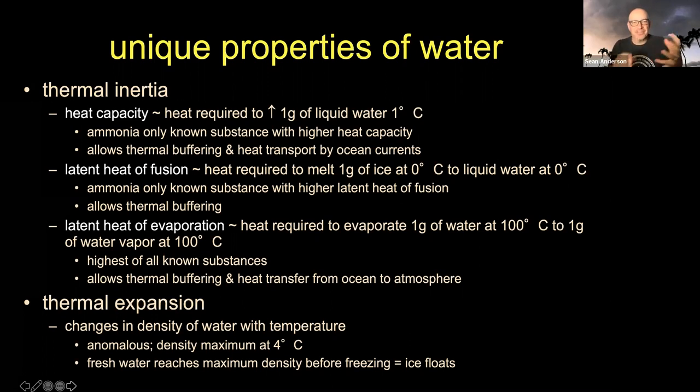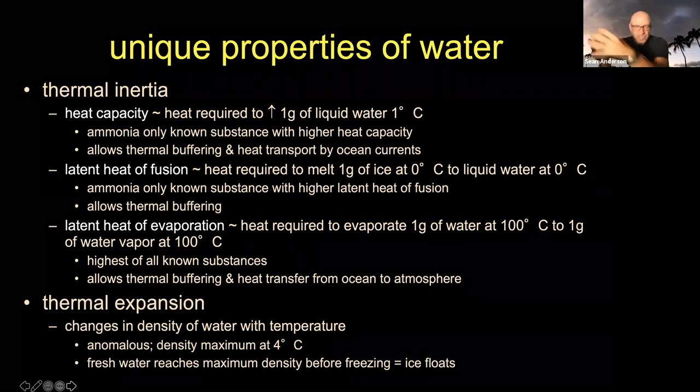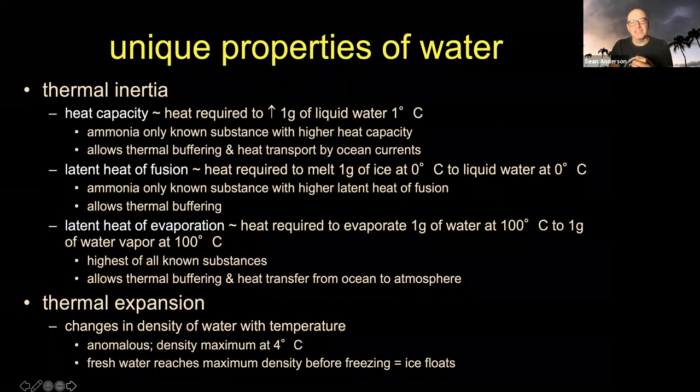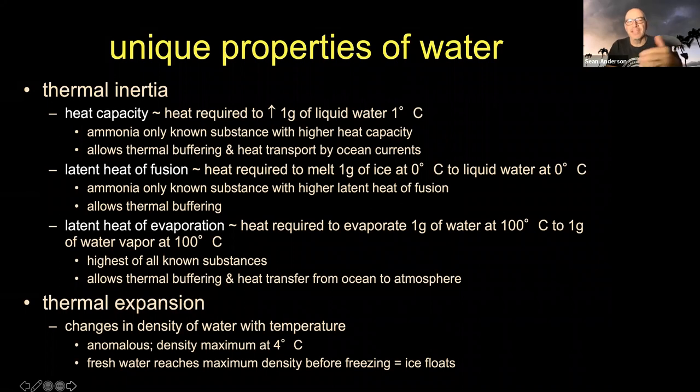This heat capacity is going to allow thermal buffering. It's going to allow energy to be moved around in ocean basins and do all kinds of cool stuff. So this is why the East Coast is relatively warm, right? This is why Great Britain isn't as cold as it otherwise, quote unquote, should be, based on where it is latitudinally on the Earth, and so on. Also related is the latent heat of fusion. This is the same idea, and again, only ammonia has a higher latent heat of fusion than water. Again, it helps with thermal buffering and with moving energy around the planet.